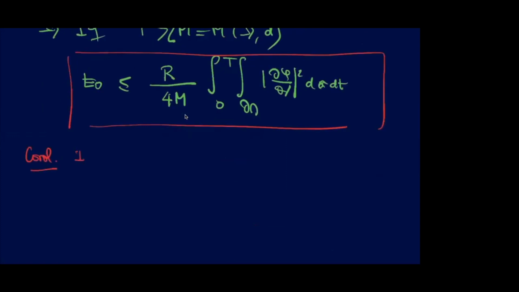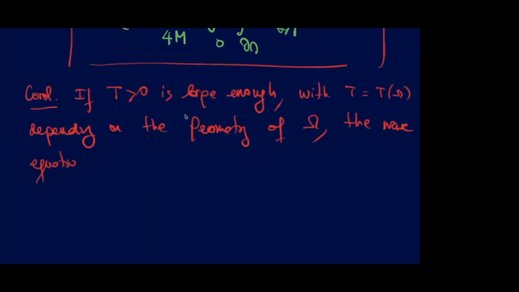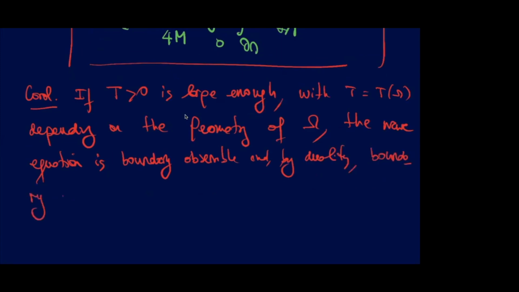Corollary: if time is positive and large enough, with T equal T omega, depending on the geometry of omega, the wave equation is boundary observable, and by duality boundary controllable as well.